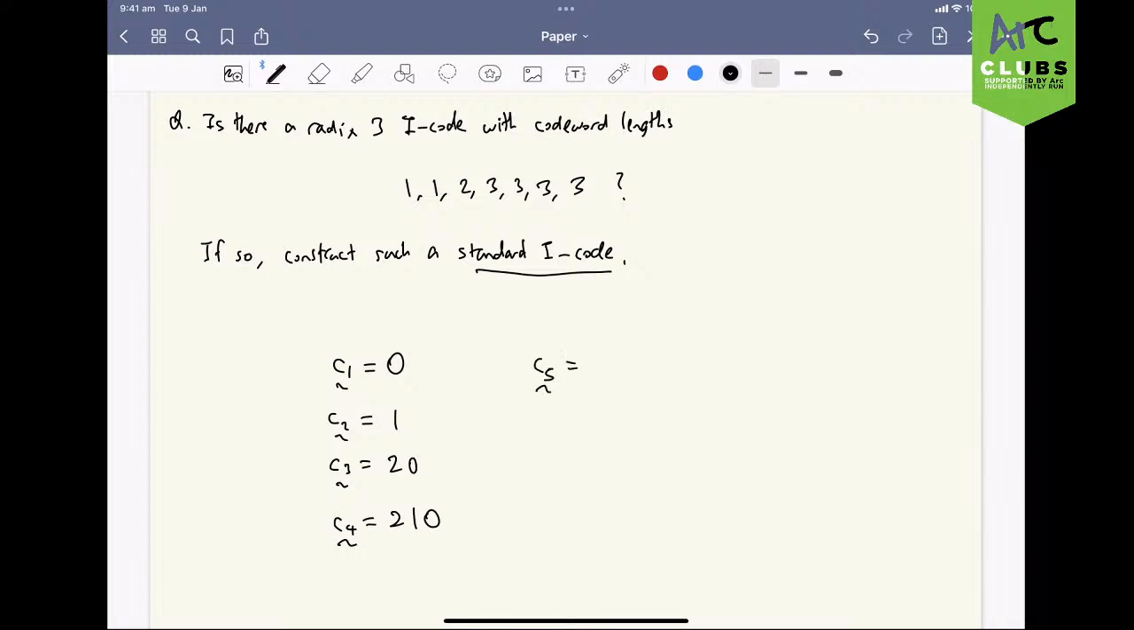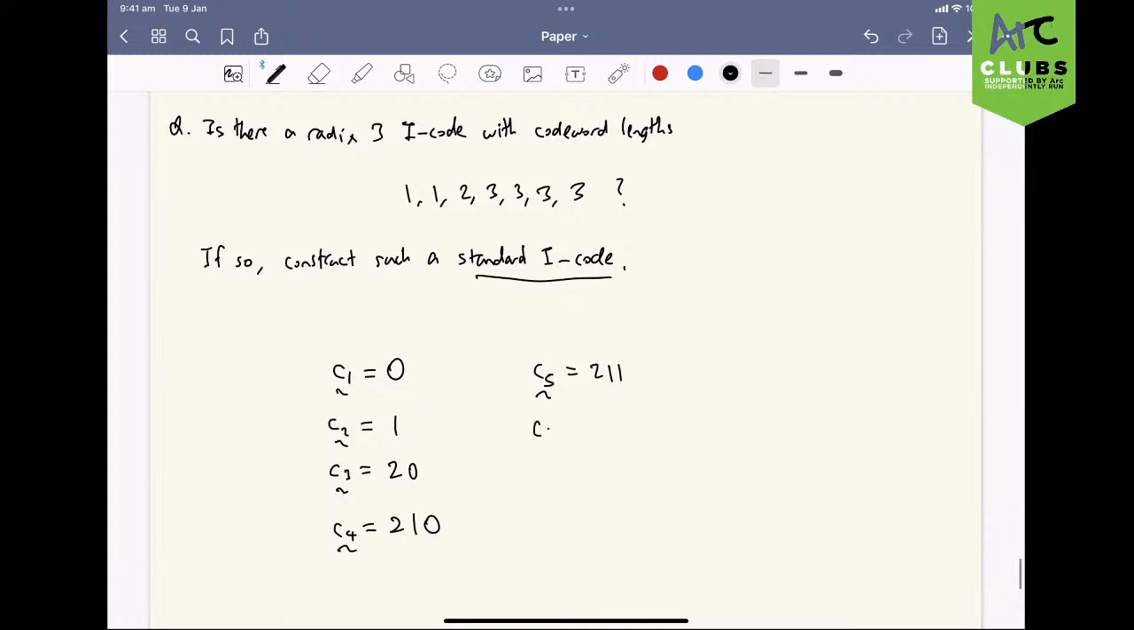All right, C5, it's length 3 again. The next possible one should be 2, 1, 1. That's the smallest one bigger than the ones that we already used. And it still works because none of the code words are prefixes of others. Similarly, C6, we can do 2, 1, 2 without breaking the instantaneous property, and it's the smallest one up from the previous code word. And C7, similarly, we can do 2, 2, 0, not something like 2, 1, 3 because we're in radix 3. 2, 2, 0 because it's the smallest one that comes after C6 and still doesn't break the instantaneous property.